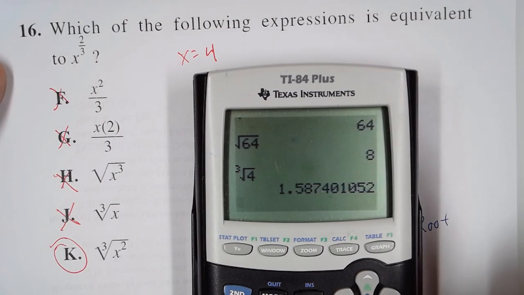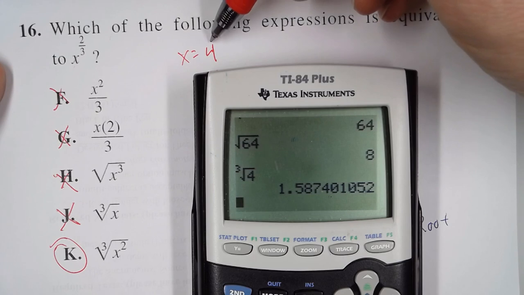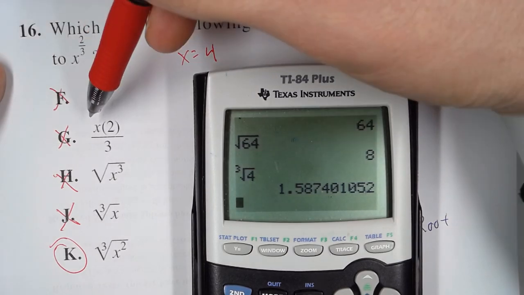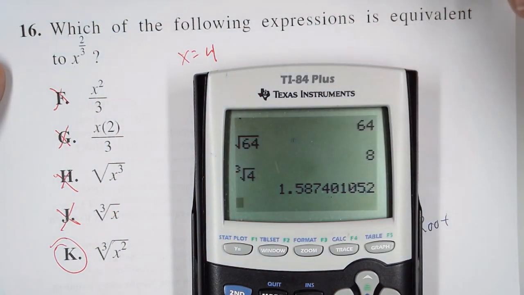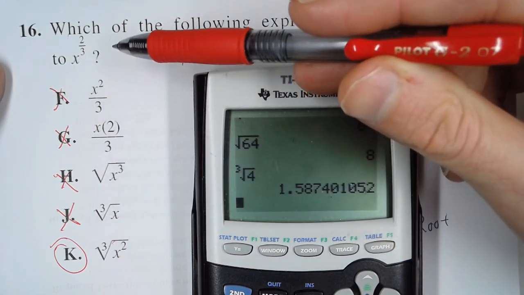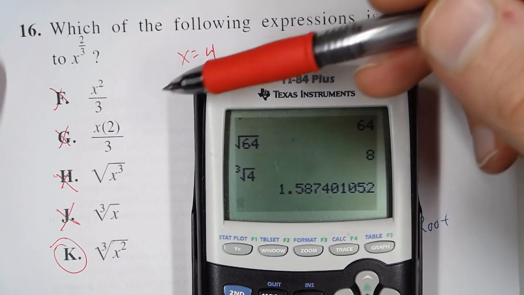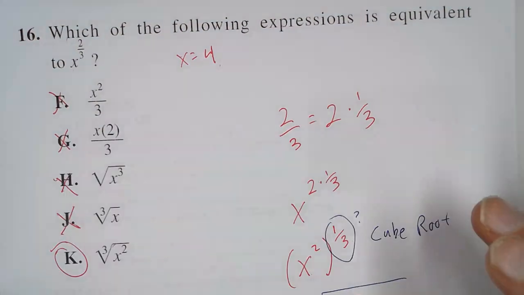So if you didn't know that the cube root was the 1/3 power, use substitution. Just plug in a number, figure out what this is equal to, and then figure out which answer equals that. Now, had we come up with 2 or more answers that gave us a value that was correct, then we'd have to change the number and try again with just the ones that we narrowed down. So for number 16, the answer is K.